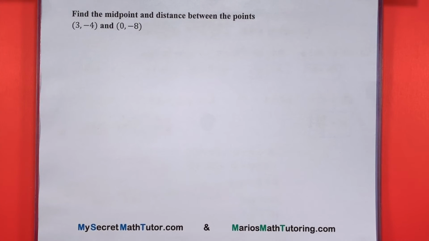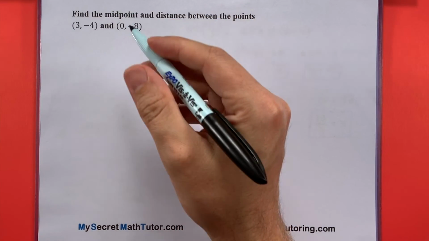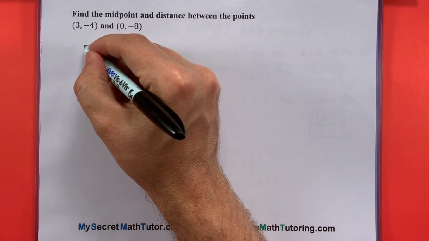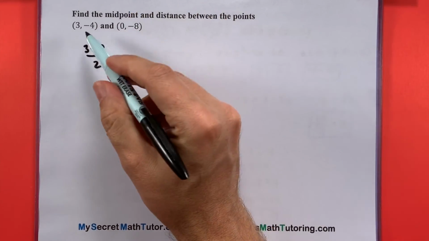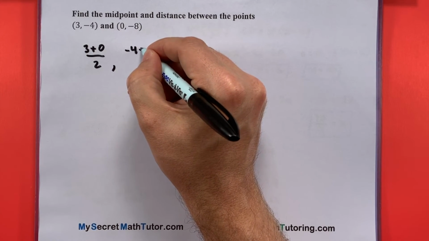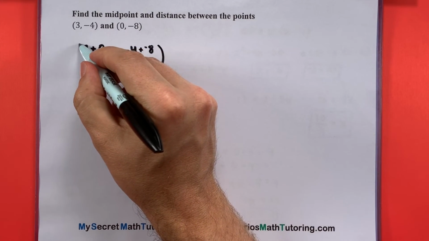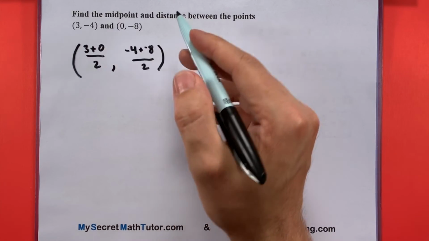Right, in this problem, we want to find the midpoint and the distance between the following 2 points. For the midpoint, a good way of thinking of this is that I'm taking the average of the x's and the average of the y's. So we'll do 3 plus 0 divided by 2. There's my average for the x's. Negative 4 plus a negative 8 divided by 2. And this will form a brand new point. This will form the midpoint.